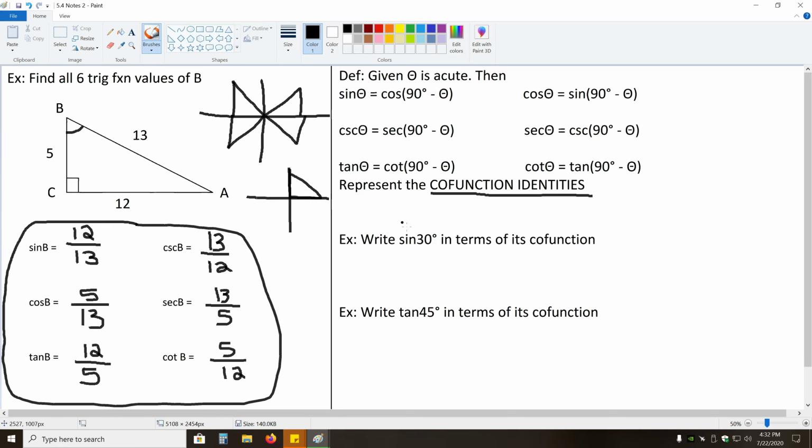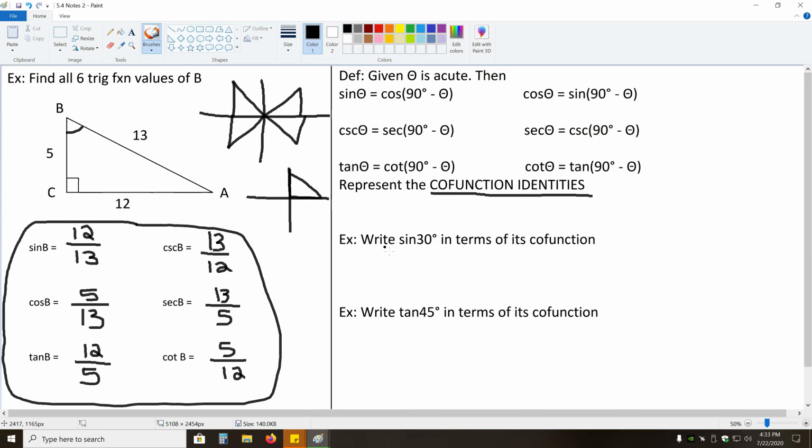Cofunction identities allow us to change the trig function we're dealing with. So if we're dealing with sine, we can change it to cosine. If we're dealing with secant, we can change to cosecant, and tangent to cotangent, which sometimes allows us to simplify the problem or cancel things out. It is a very useful process, and it helps us in memorizing some major angles that are about to come up in a few moments.